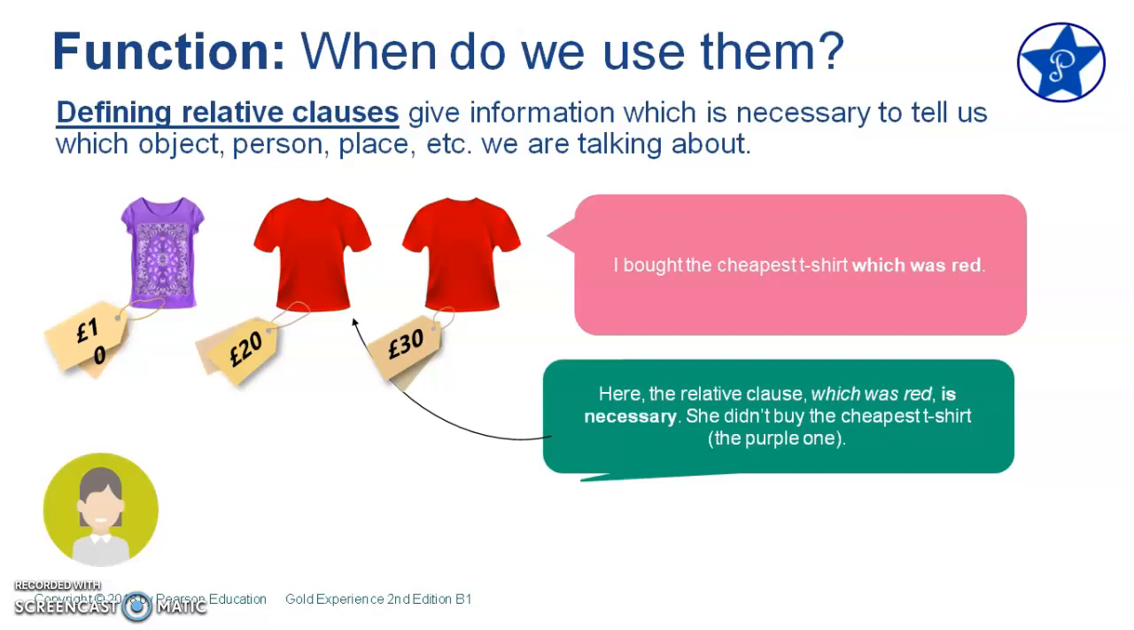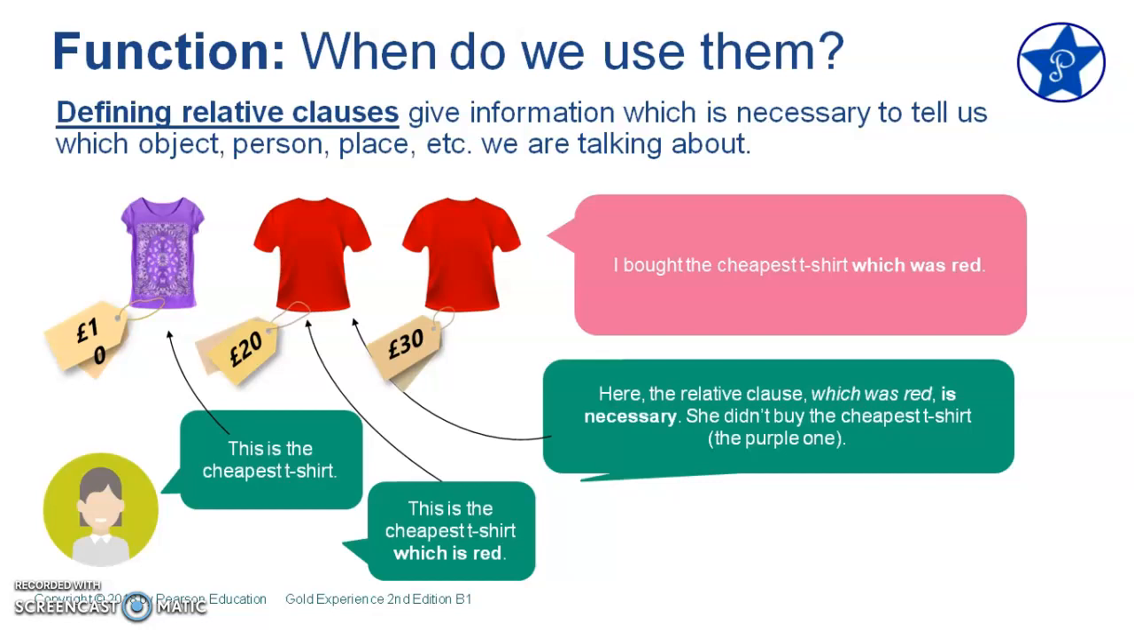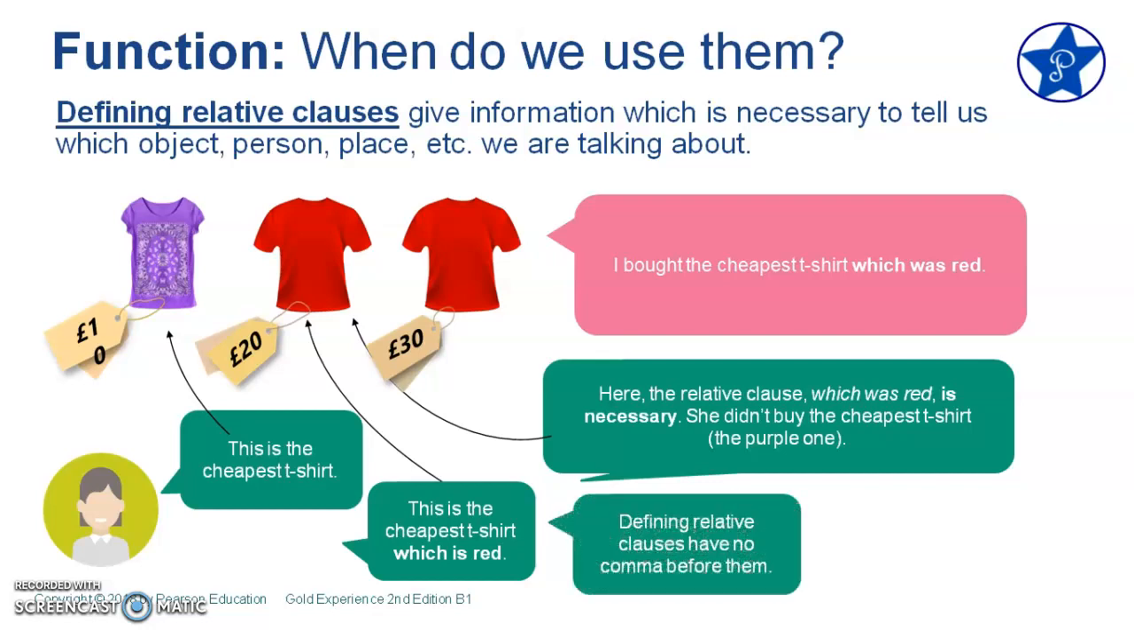Here, the relative clause, which was red, is necessary. She didn't buy the cheapest t-shirt. She bought the cheapest t-shirt, which was red. Defining relative clauses have no comma before them.